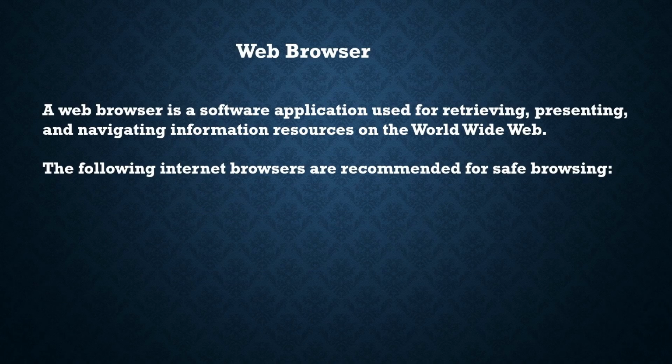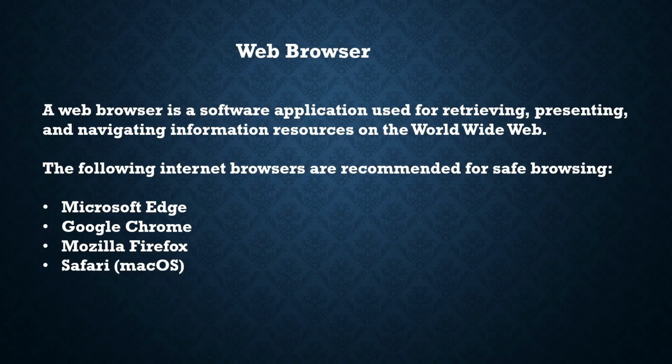Let's see the next important topic, that is the web browser. The web browser is a software application used for retrieving, presenting, and navigating information resources on the World Wide Web. The following internet browsers are recommended for safe browsing: Microsoft Edge, Google Chrome, Mozilla Firefox, and the last one is Safari for Mac OS. Web browsers are an essential part of our life.